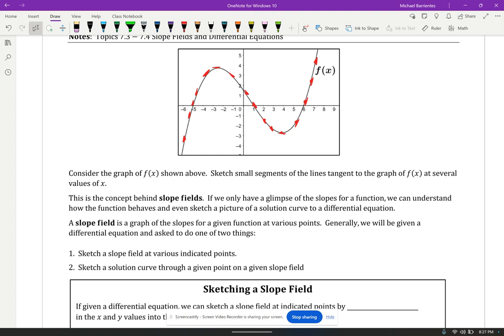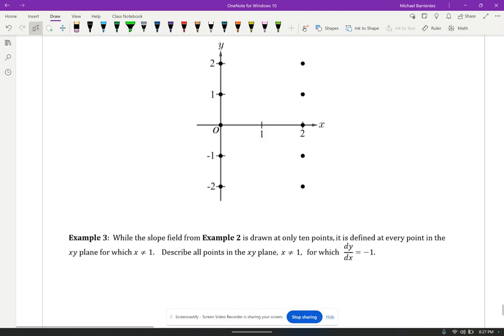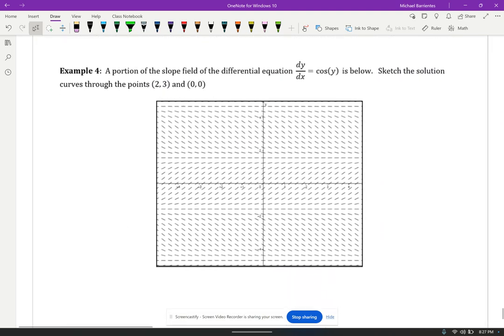This is the main idea behind slope fields. Slope fields, and some people call them directional fields, are a collection of tangent lines that really show you what the original function graph looks like. If you look closely at a slope field, you'll be able to see what the solution or the original graph looks like. And I'm going to skip ahead just a little bit just so that you can see what a slope field looks like.